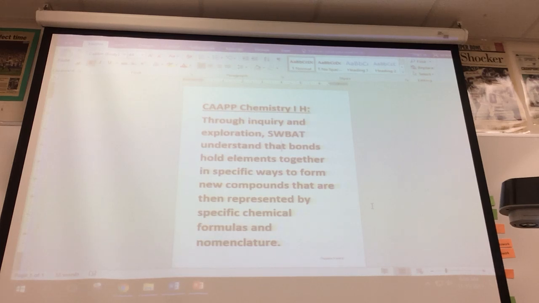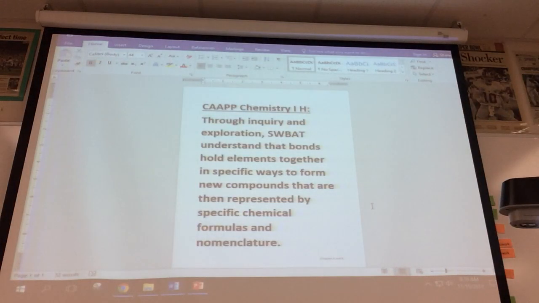Today's lesson will be our last on covalent compounds. Same learning goal we've talked about for both ionic and covalent compounds. Through inquiry and exploration, students will be able to understand that bonds hold elements together in specific ways to form new compounds that are then represented by specific chemical formulas and nomenclature.